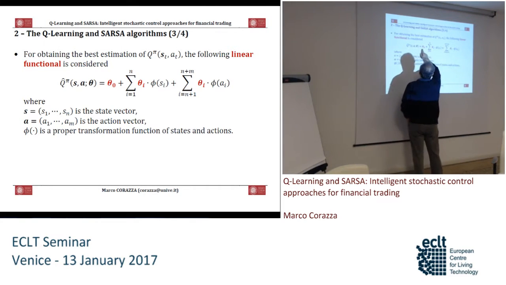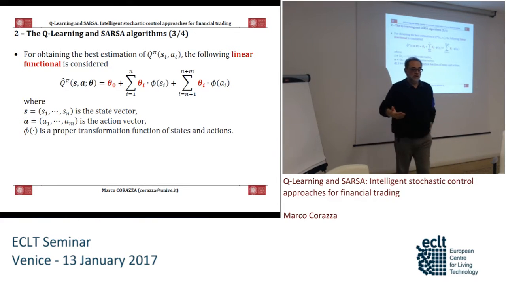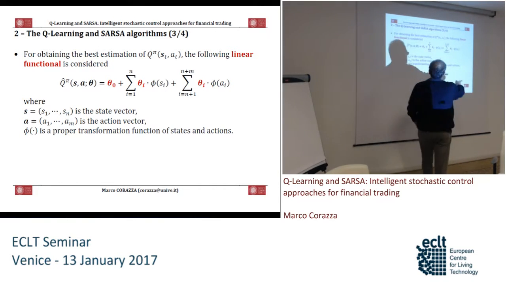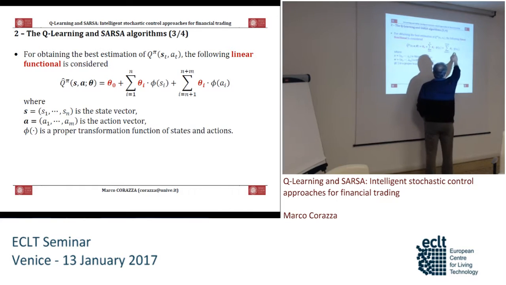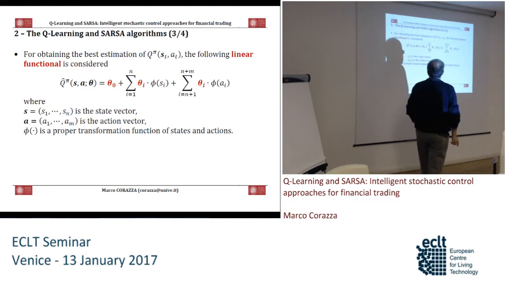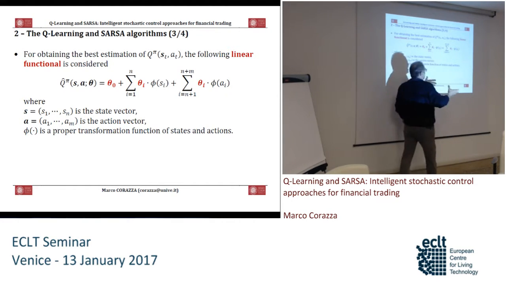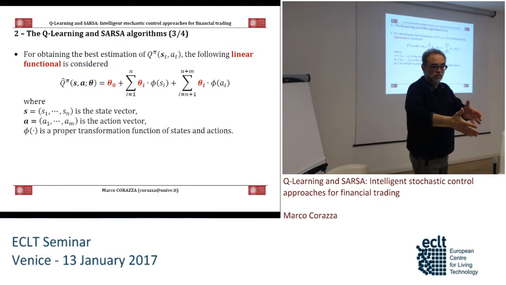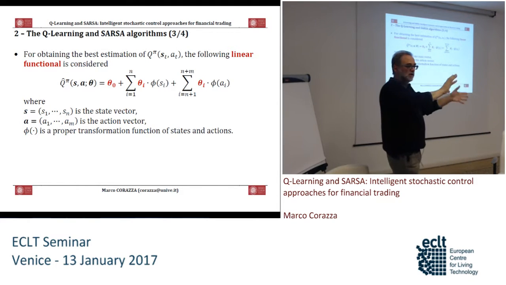Okay, so in this linear functional, we have some parameters that we estimated by usual gradient descent techniques. We use as input the states, and also the action, and both the states and the action are used as input of this function, which is more or less a squashing function similar to the one used in the artificial neural network. So, from this point of view, there are some similarities between the two approaches.